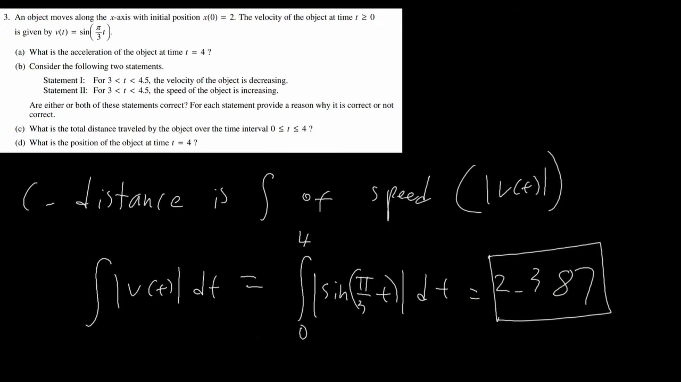So for points, you get 1 point for including the correct bounds, 0 and 4. You get 1 point for dealing with the fact that distance is not the same thing as displacement. So for including the absolute value signs, basically. And you get a third point for your correct answer. Okay, now let's look at the final part of this question.